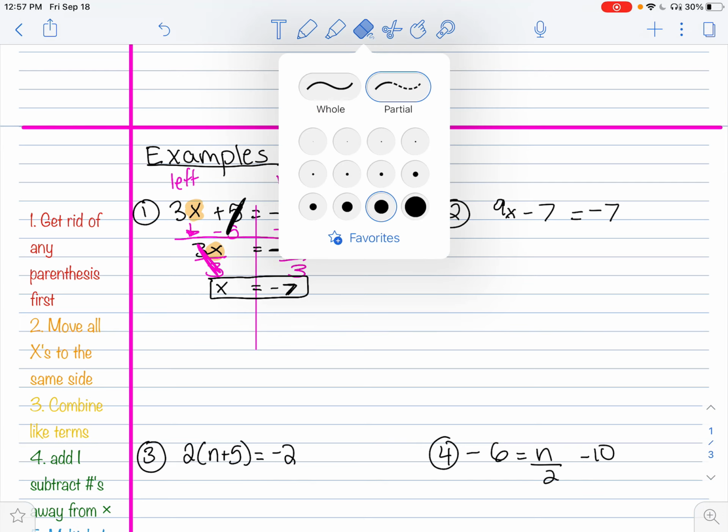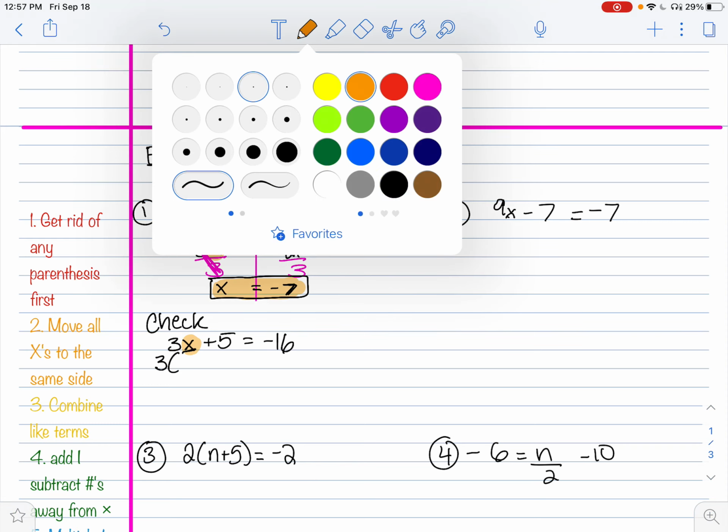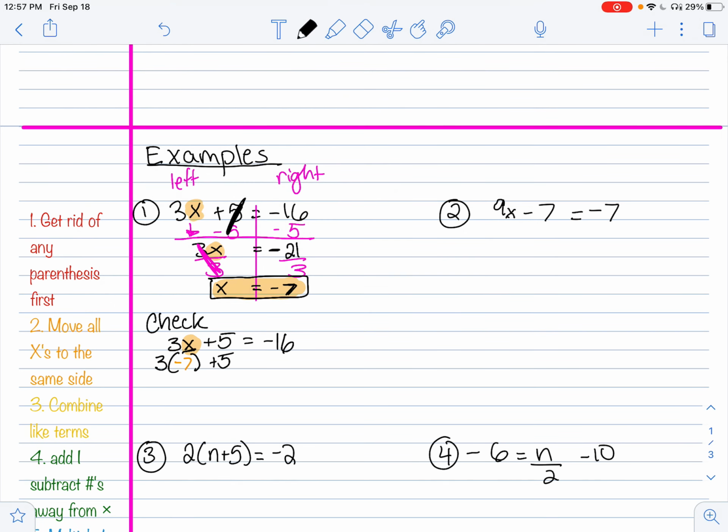Now all I want to do is check my work, and I check my work by plugging back into the original equation. So my original equation is 3x plus 5, and that equals negative 16. So the solution that I got was x equals -7. So wherever I see an x in my equation, I'm going to replace that with -7. So I have 3, and now here's my x. So I'm going to replace that with -7 in parentheses. Then I have +5 equals -16.